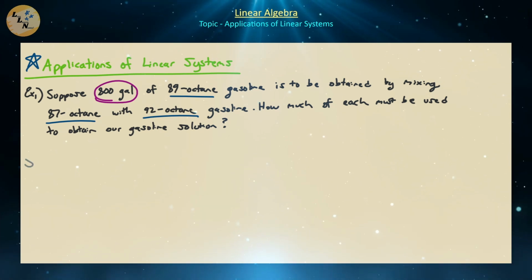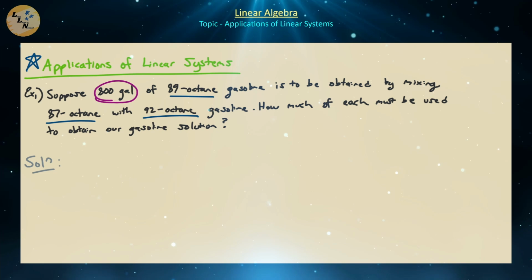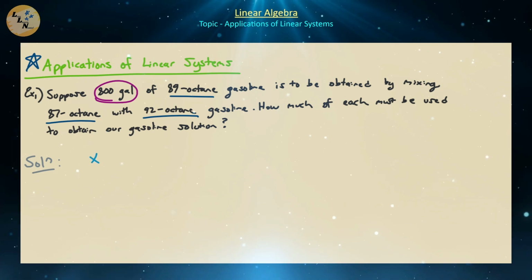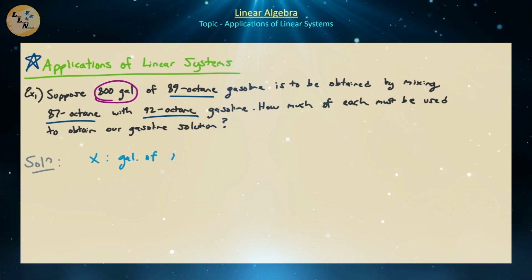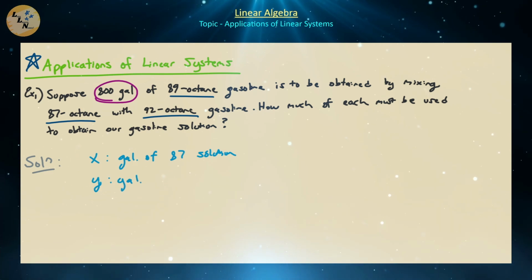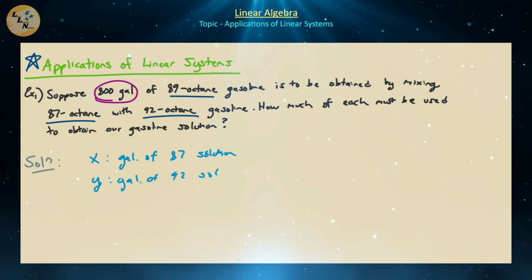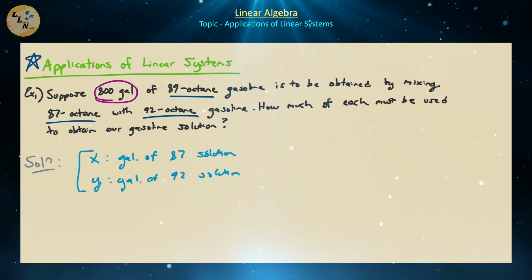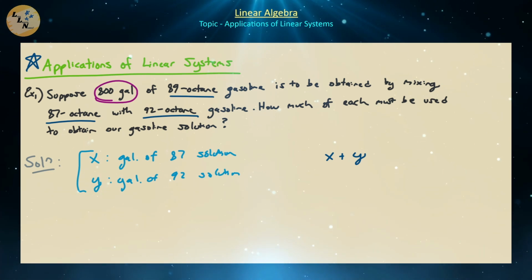All right, so the first thing that we need to do is identify the variables that we're going to be working with. So we're going to let x represent the gallons of 87 solution, and we're going to let y be the number of gallons of our 92 solution. Once you have these defined, now we can start building our equations. So keep in mind we're going to be mixing some amount of 87 together with some amount of 92 solution, and we want that total to be equal to 800 gallons. So the focus of this equation is going to be the volume.